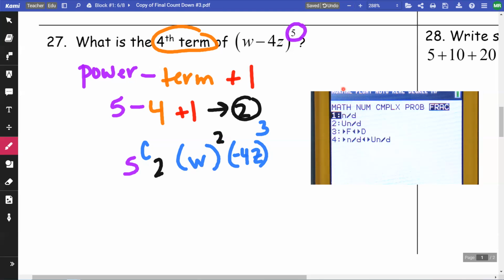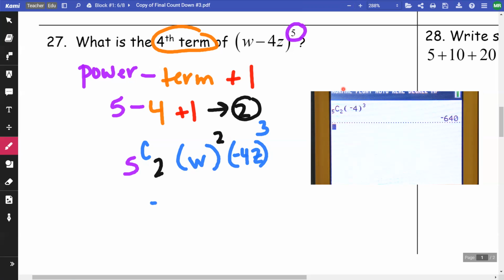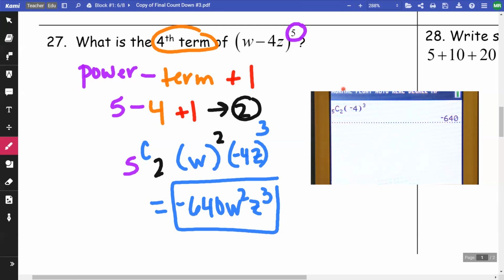I'm going to do math. So I need my combination. So I'm going to go 5 choose 2, times my W doesn't have a coefficient, but I have a negative 4 that's going to be raised to the power 3. And so I am getting a negative 640 W squared Z to the 3rd. And that is your 4th term.